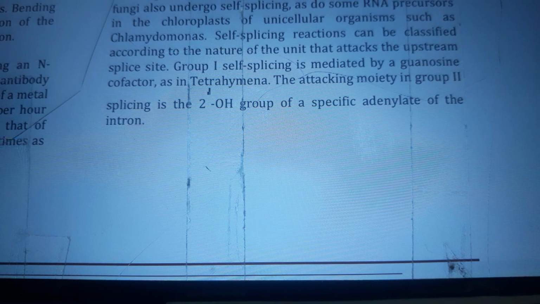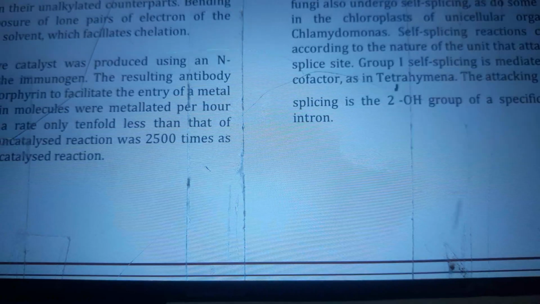Self-splicing reactions can be classified according to the nature of the unit that attacks the upstream splice site. Group 1 self-splicing is mediated by a guanosine cofactor, as in Tetrahymena. The attacking moiety in Group 2 splicing is the 2'-OH group of a specific adenylate.